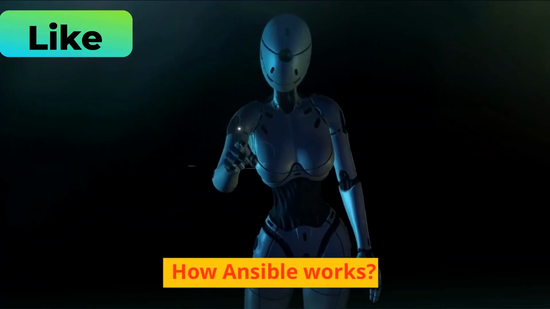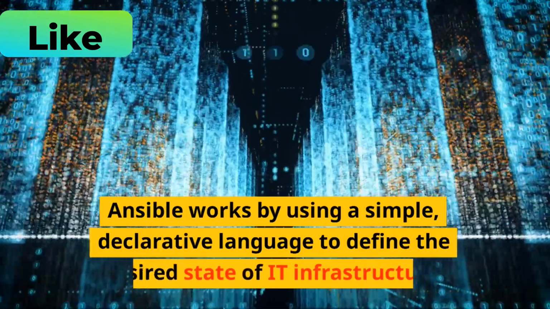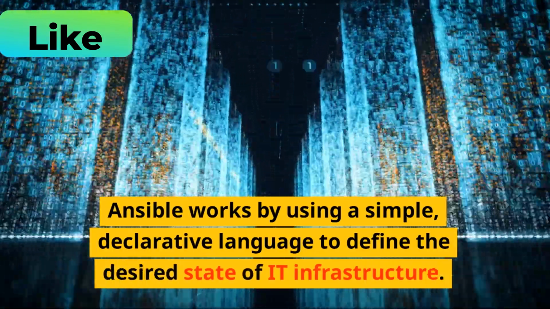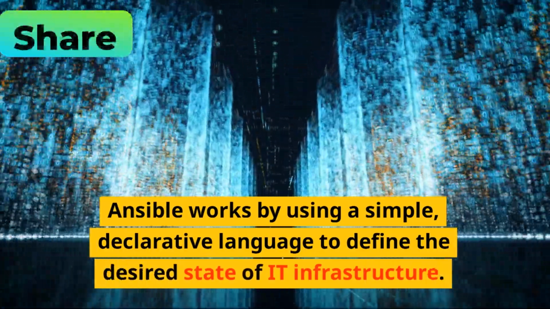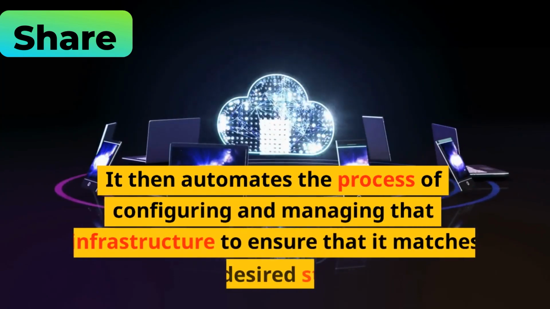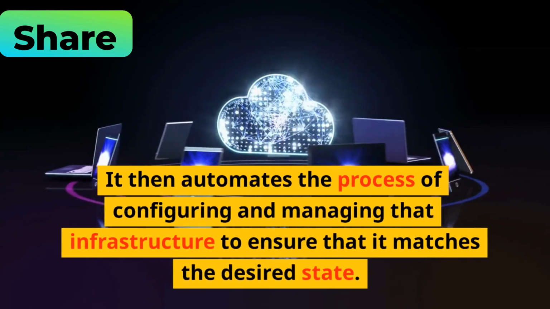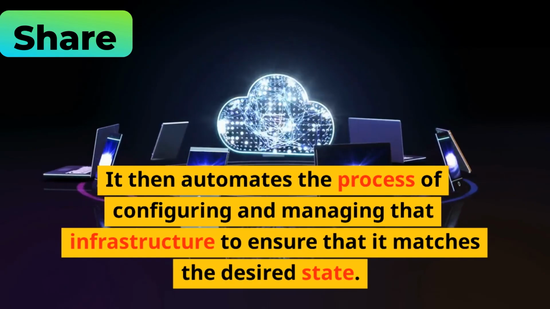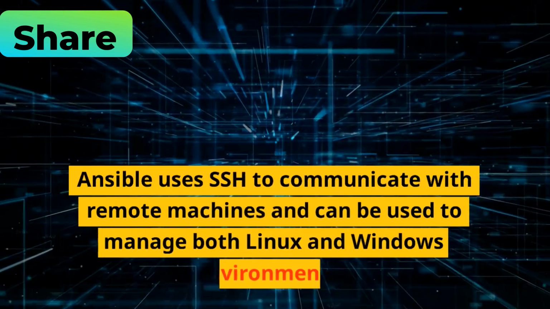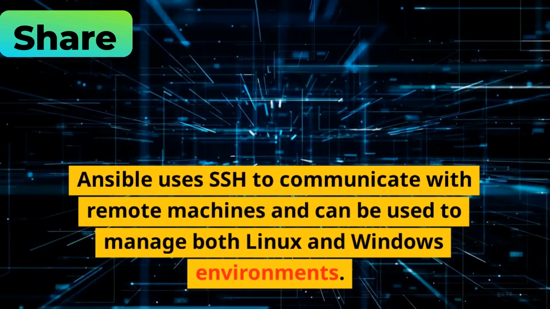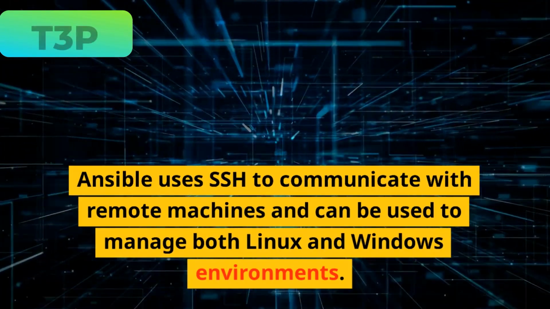How Ansible works. Ansible works by using a simple, declarative language to define the desired state of IT infrastructure. It then automates the process of configuring and managing that infrastructure to ensure that it matches the desired state. Ansible uses SSH to communicate with remote machines and can be used to manage both Linux and Windows environments.